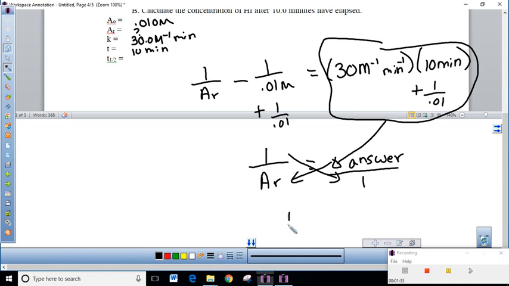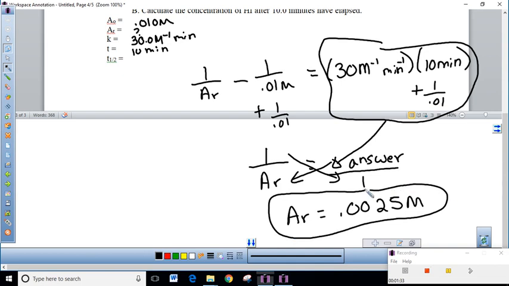I do have the final answer. I just don't have it written down. So you would get 0.0025. Oh, I guess that's what that's probably equaling then. Okay. Not bad. Last one.